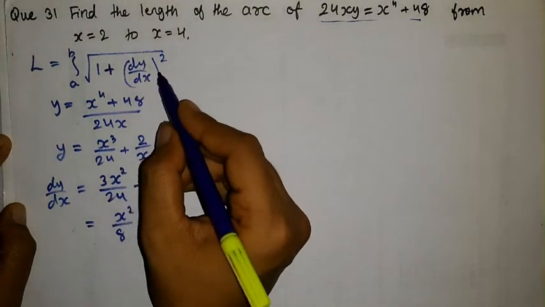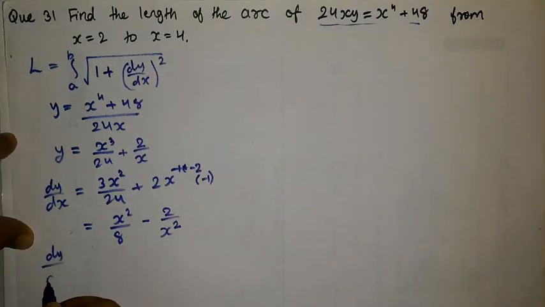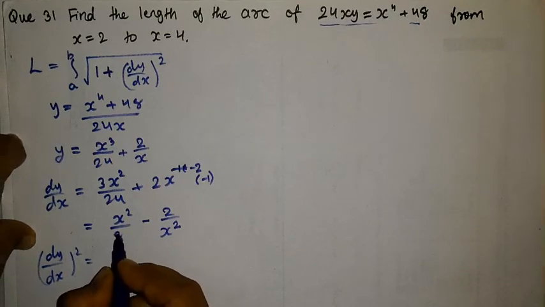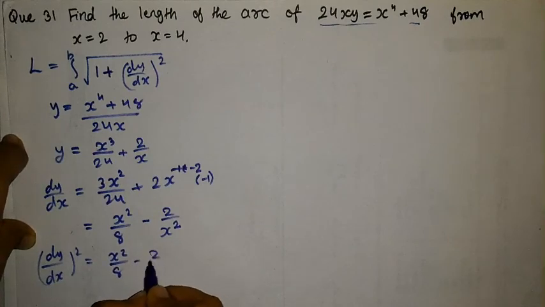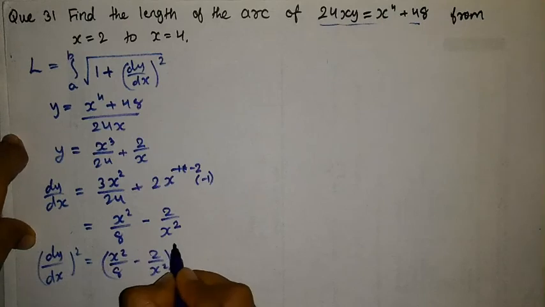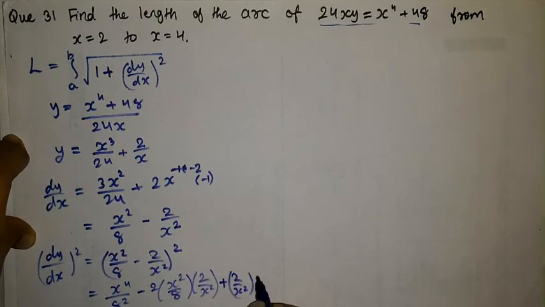Now let's find (dy/dx) whole square. So (dy/dx) whole square is equal to this term squared. So this is (a minus b) whole square. Let's write it once: (x square upon 8 minus 2 upon x square) whole square, that is equal to x^4 upon 8 square, minus 2 into x square upon 8 into 2 upon x square, plus (2 upon x square) whole square.